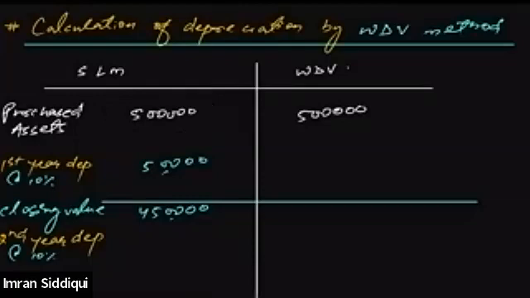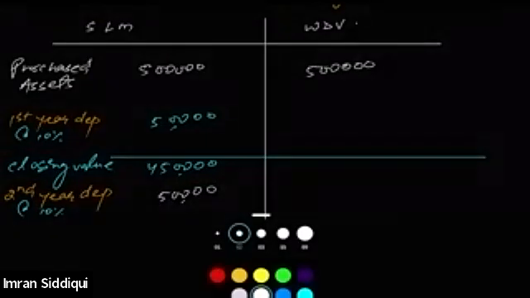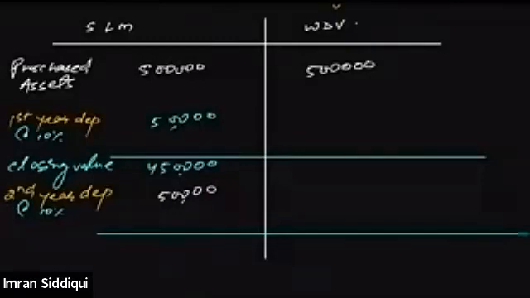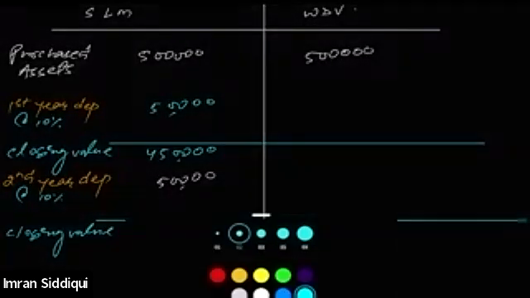All right. So that means in the second year as well, depreciation will remain the same. We will calculate 10% of 5 lakhs, which will be 50,000. All right. So at the end of the second year, what will be the closing value of the asset? Closing value of the asset will be 4,50,000 minus 50,000. That means closing value of the asset will be 4 lakh. Is that right?